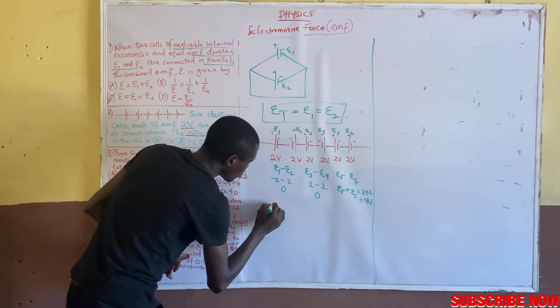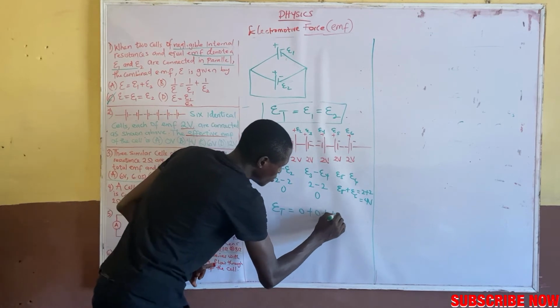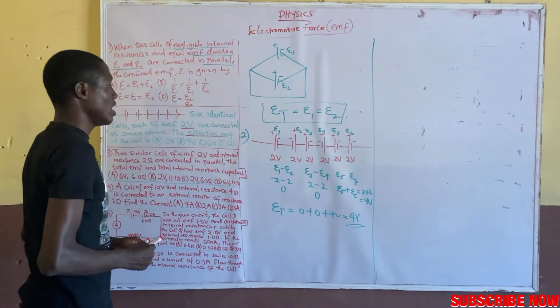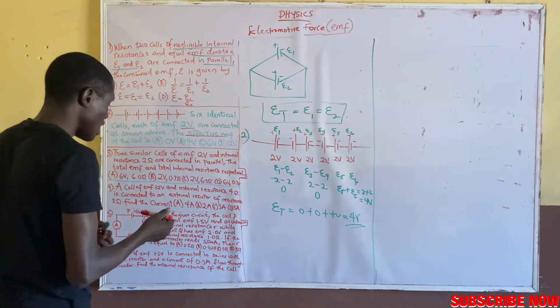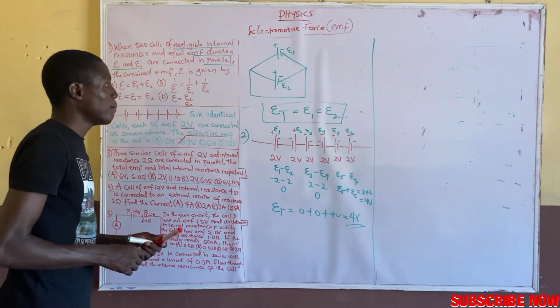So now add everything together. We now have the total EMF of the cell: 0 plus 4 volts. The answer here is 4 volts. The total EMF of the cell here is 4 volts. Is the answer there? Yes, the answer is there. We have 4 volts. So that's that.